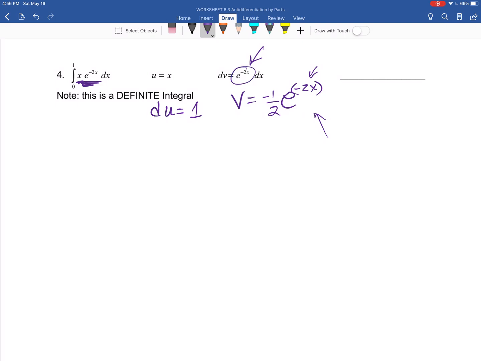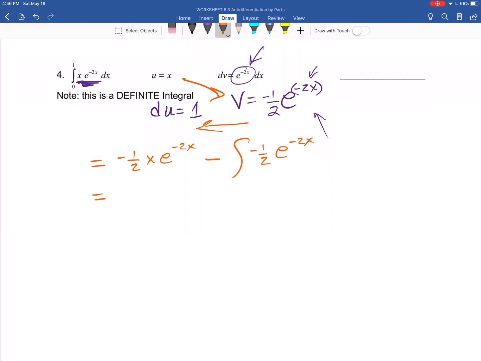Okay, here we go. We're going to multiply u times v minus the integral of these two, v times du. Here it is. U times v, that's going to be negative 1/2, then x, then e to the negative 2x, minus the integral of these two multiplied. That's just 1 times that, so it's going to be negative 1/2 e to the negative 2x.